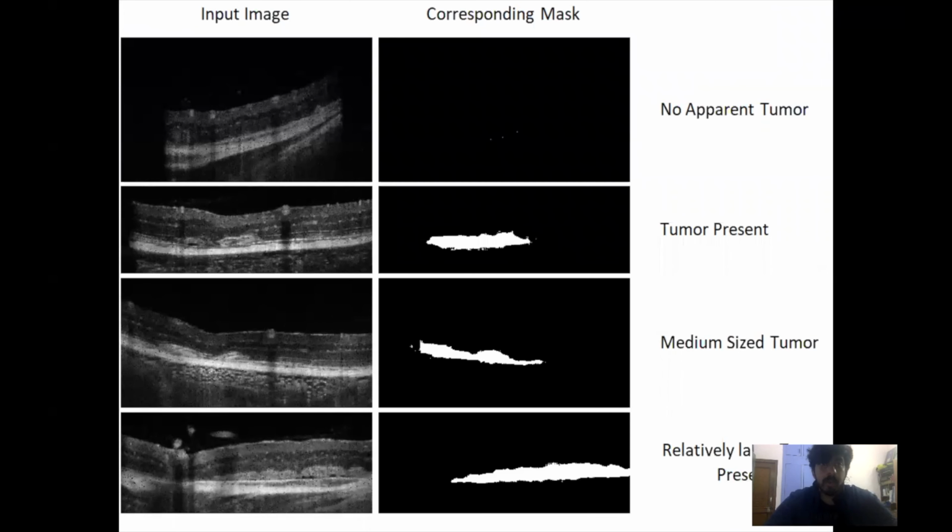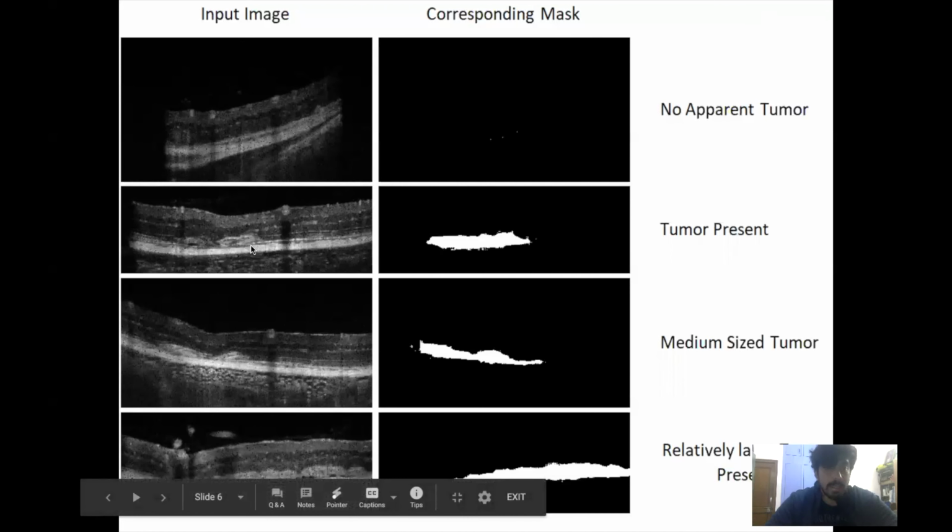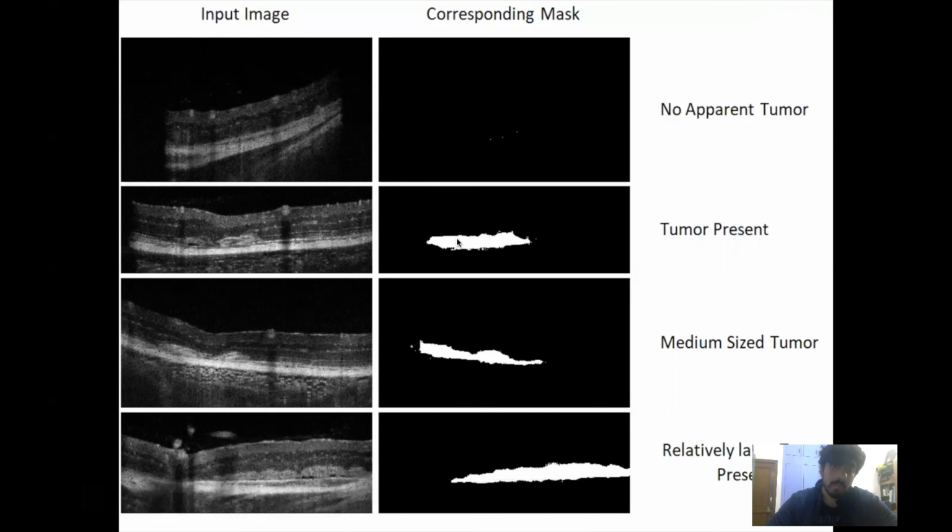So here are a few examples of what kind of images we have used in this project. As you can see, in the first set of images, there's no apparent tumor in the input image, and hence in the corresponding mask, there's no white region. But in the second set, you can see that there's a tumor present over here, and hence there's a white region that, when overlaid on the input image, would directly superimpose on the tumor region, right? So on and so forth. There's a medium sized tumor example here, and a relatively large sized tumor example over here.